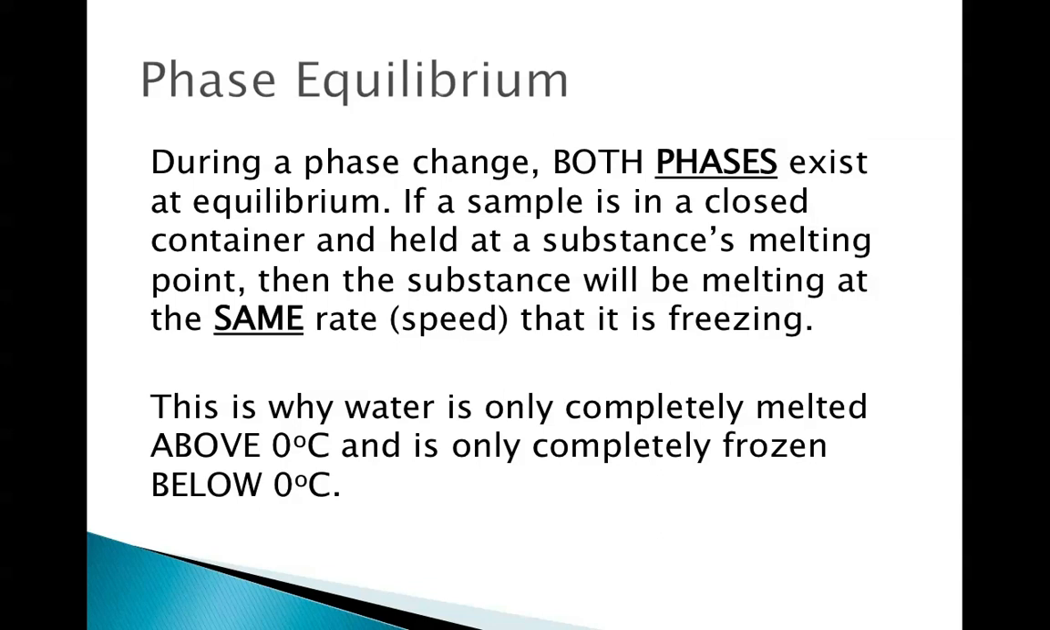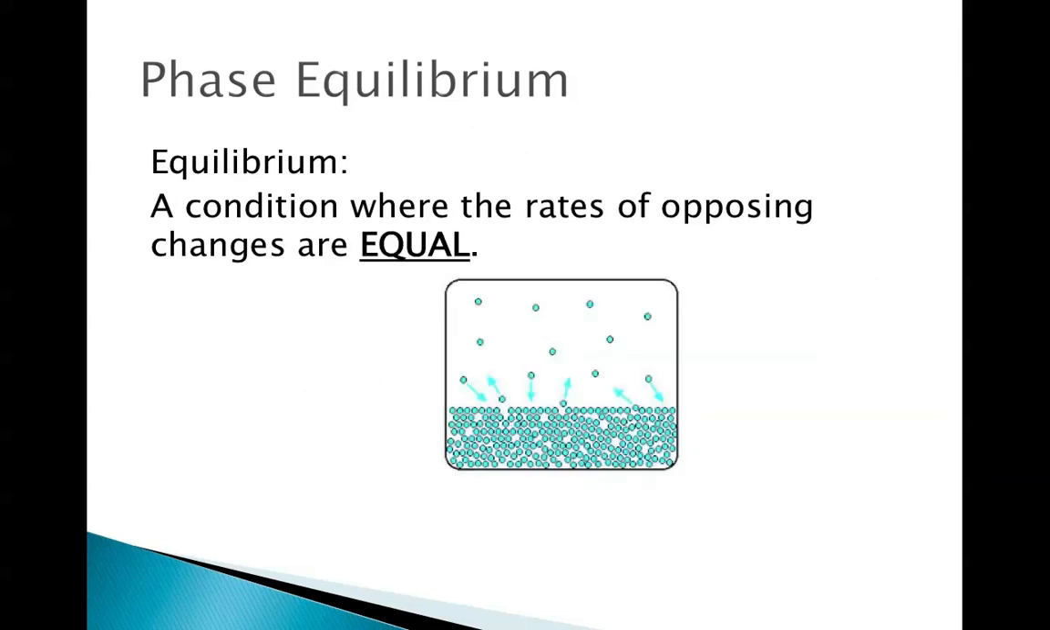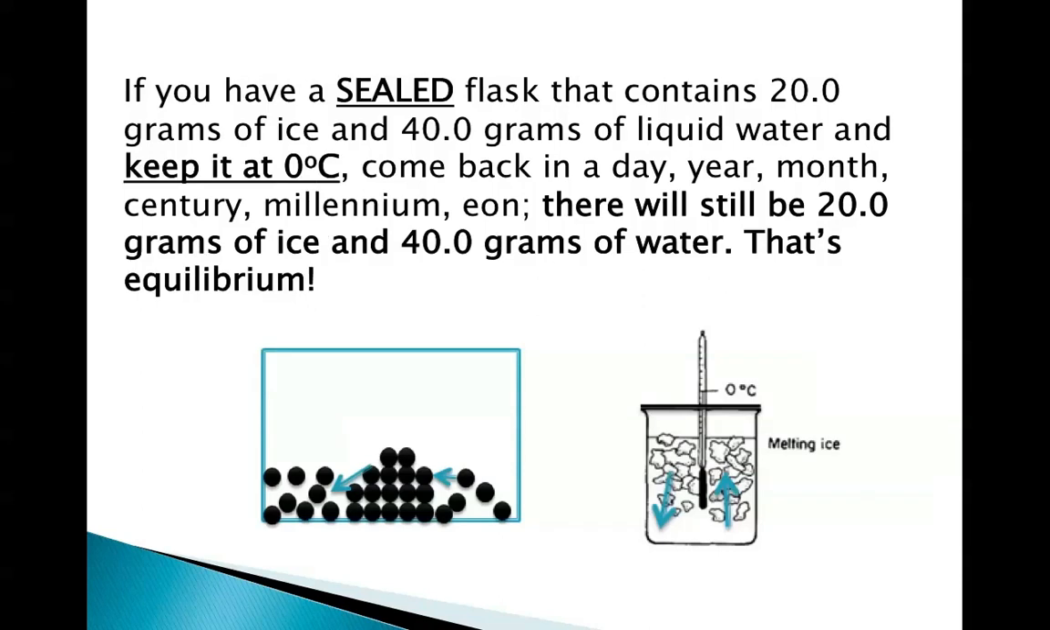One last thing I want to mention in this concept is something called phase equilibrium. We'll come back to this in a couple of units from now. During a phase change, if both phases exist, especially when we're at equilibrium, so if a sample is in a closed container and held at its melting point, that substance will be both melting at the same rate that it's freezing. That's why water is only completely melted above 0 degrees Celsius and only completely frozen below 0 degrees Celsius, because at 0 degrees Celsius, both phases exist. So equilibrium is a condition where rates of opposing changes are equal, and we're applying this to phase rates being equal.